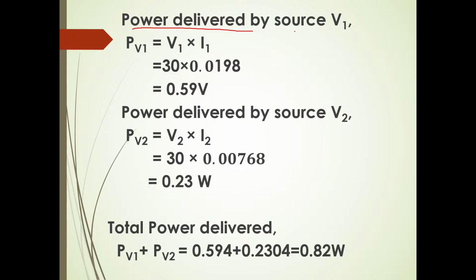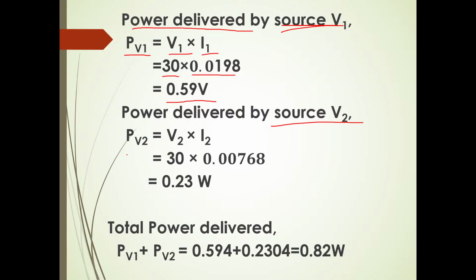How many sources are there? V1 and V2. Two sources are there in the given circuit. So power delivered by source 1, PV1, is equal to the voltage source into the current coming out of that source. Source value V1 is 30. Current coming out of that source was I1, which we have already calculated: 0.0198. Just multiply, you will get the power delivered by source 1, 0.59 volts.